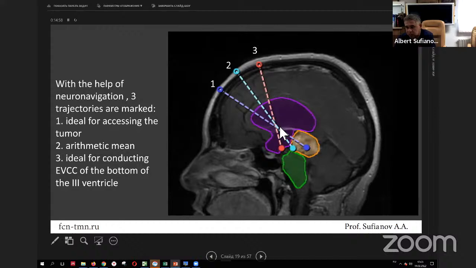But this depends on the size of the Monro foramen. If the Monro's size is enough, this is ideal. If the Monro's size is very narrow, sometimes we use a combined rigid and flexible endoscope just to make the ETV and tumor biopsy in one session. But sometimes it's really difficult. We create two burr holes and two trajectories, if not possible in one middle trajectory.